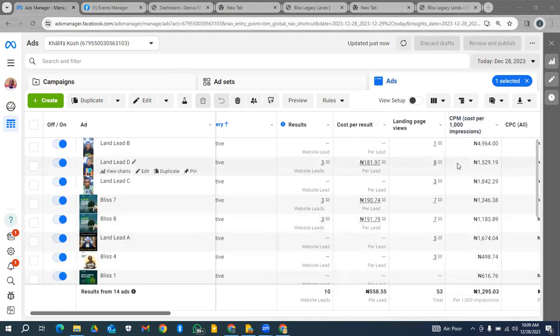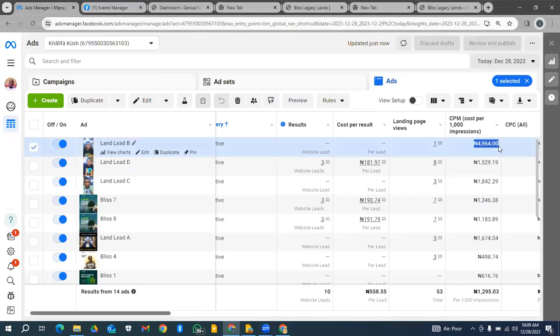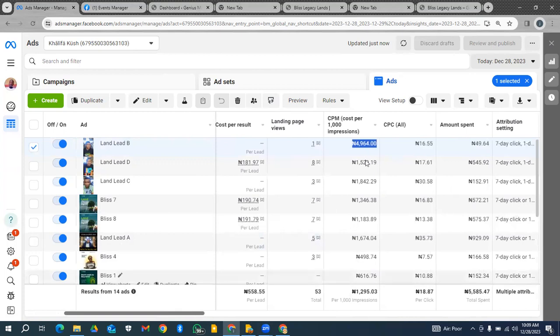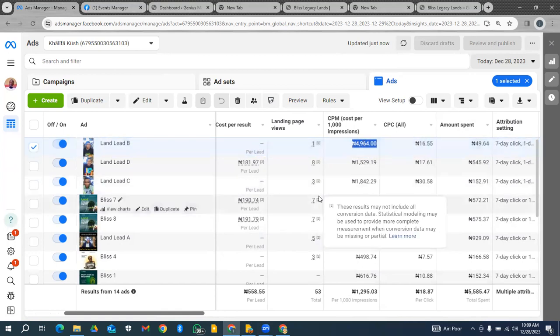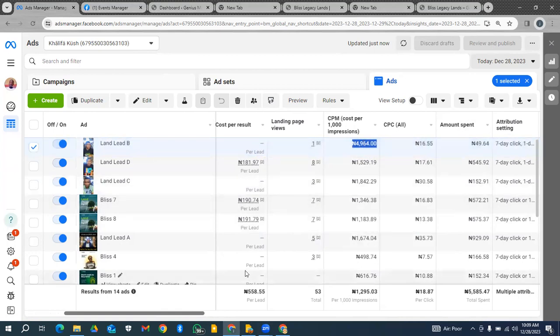Okay, I was saying that once you look at, for example, this is very, very bad, 4,000 something CPM. This is really, really bad. It shows that this ad is not working, and we have spent 49 naira. We cannot really say at this point, but obviously you can see that the results are not yet good. So we just wait and see. Anyway, back to what I was saying.